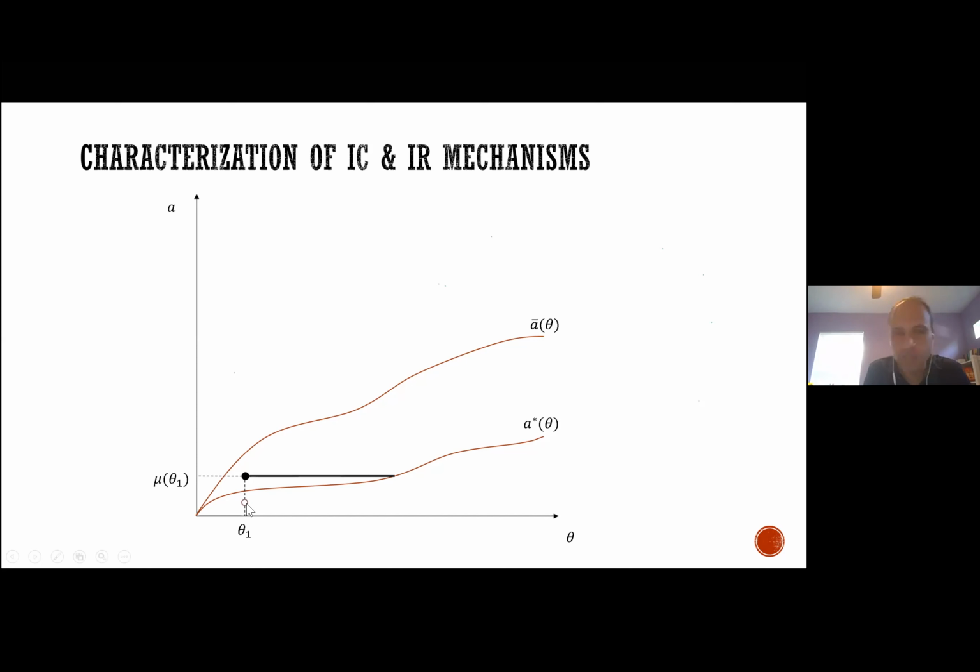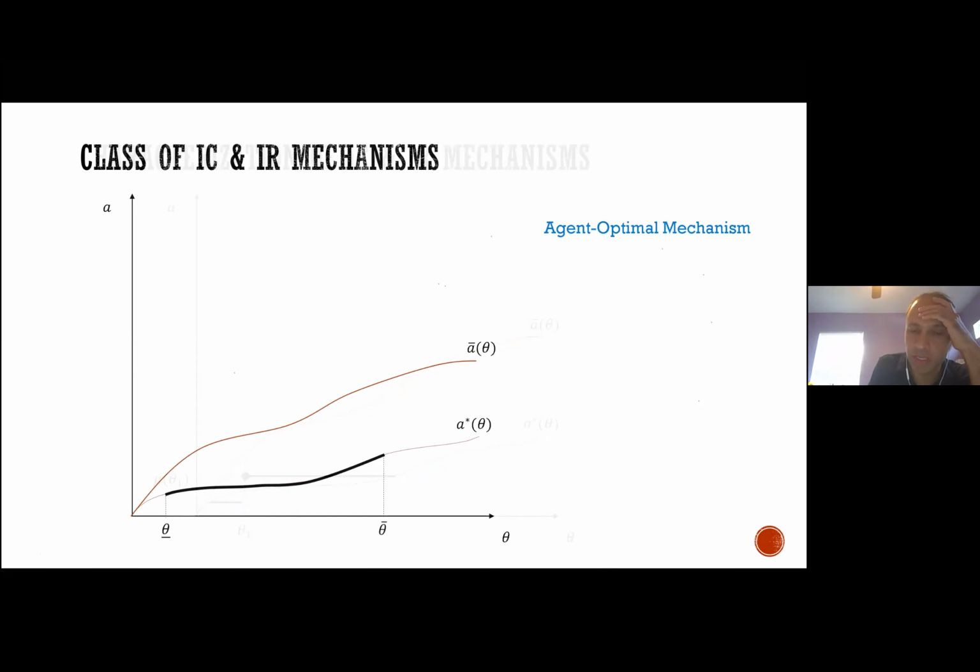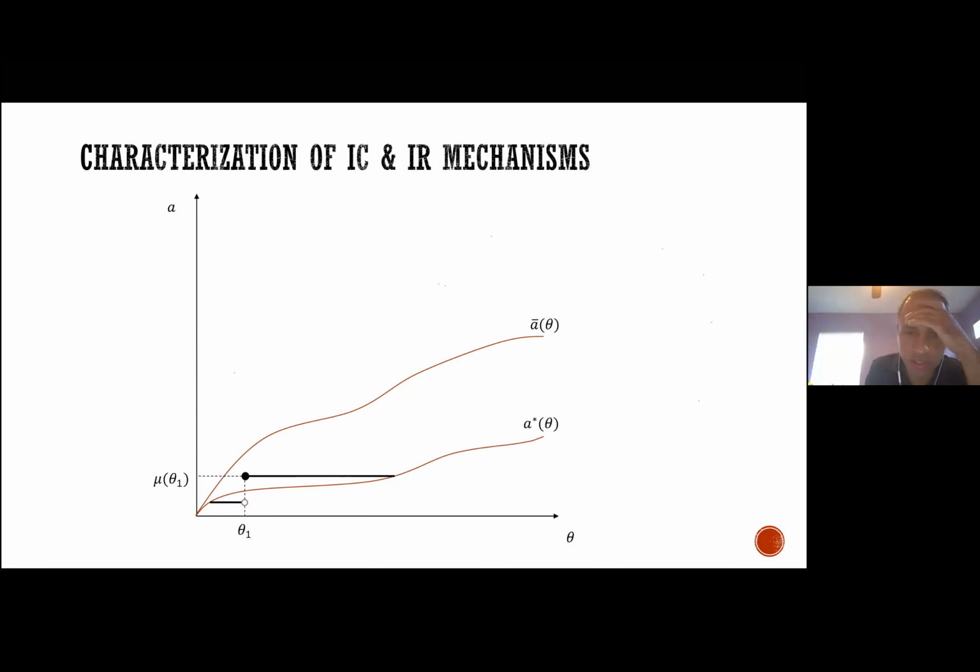And now again, using similar arguments about the flat portions of the mechanism, you can argue that to the left of theta1, the mechanism must be flat at this left side limit, which is indifferent to the right side limit. So that's how the mechanism will look on the left and right hand sides. So hopefully this gives you some intuitive flavor of why that characterization result is true.